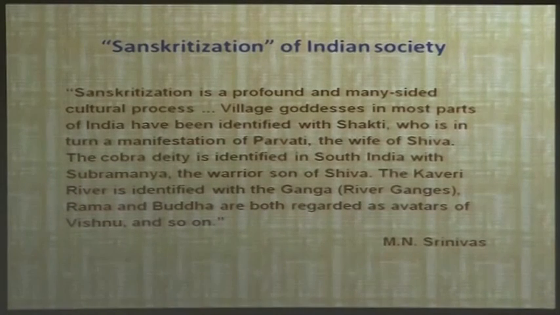Village goddesses in most parts of India have been identified with Shakti, who is in turn a manifestation of Parvati, the wife of Shiva. The cobra deity is identified in South India with Subramanya, the warrior son of Shiva. The Kaveri River is identified with Ganga, the River Ganges. Rama and Buddha are both regarded as avatars of Vishnu, and so on.